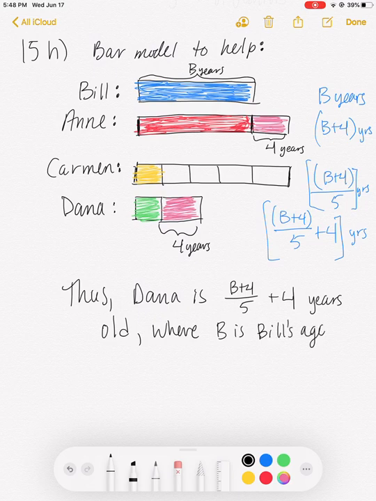Now Bill's age represents a number, so therefore we can say B is Bill's age, or the number of his years. All right, so there's that one. Please let me know if there's any other questions.